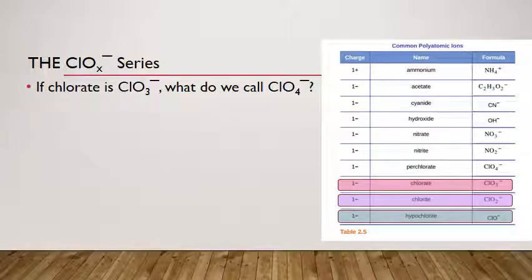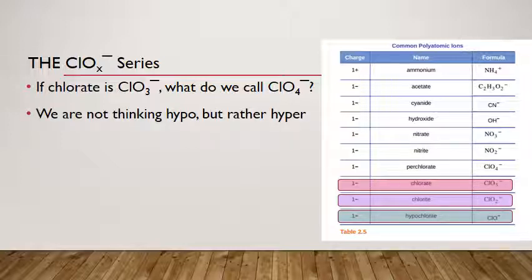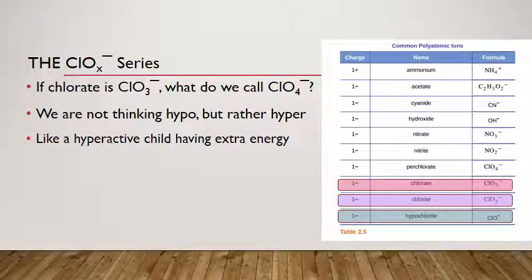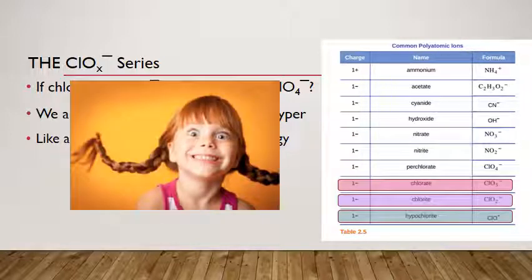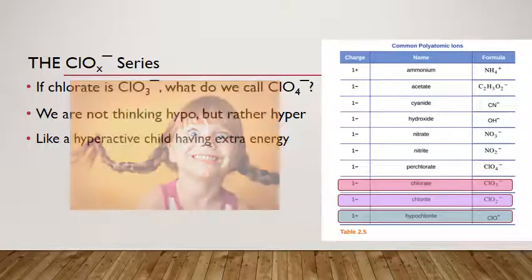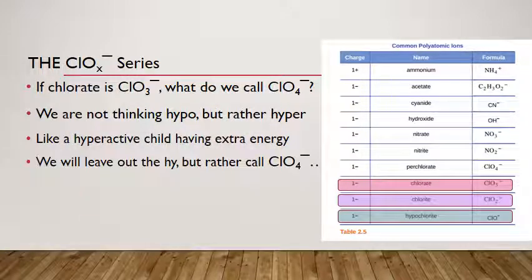Chlorate is ClO3 minus. What do we call ClO4 minus? We're not thinking hypo, but rather hyper, like a hyperactive child having extra energy. We will leave out the hy, but call ClO4 minus perchlorate.